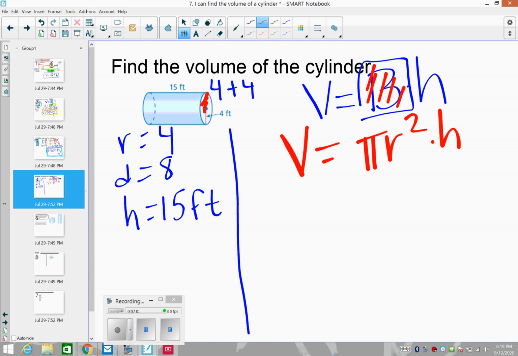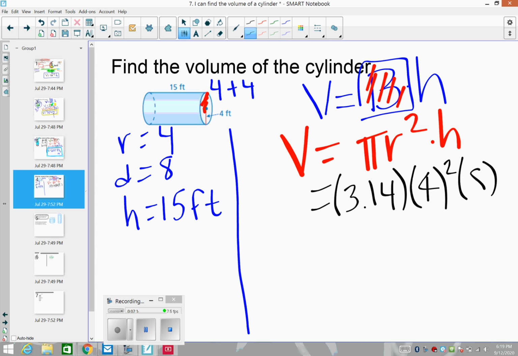So as we start to solve then, we get that it's 3.14 times the radius, which is 4, squared, times the height, which is 8. So the volume of the cylinder is 3.14 times 4 squared times 8. Type it in.